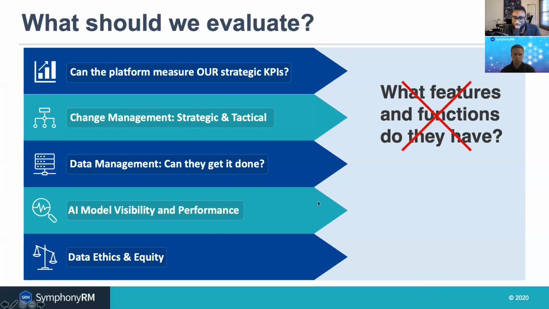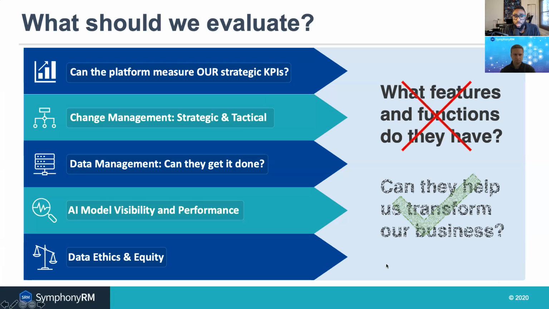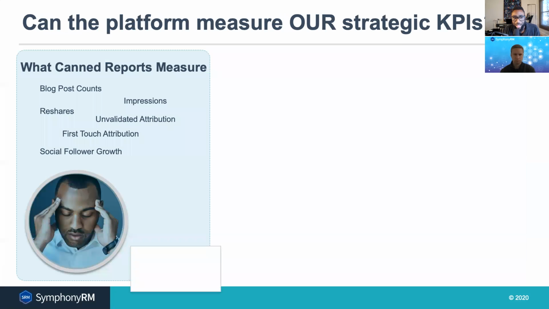Now, this is a lot of stuff, right? I have 14 minutes left. So to help you actually be able to put this stuff in action, I'm going to also talk about a toolkit that we'll be coming out with pretty soon that's going to have the thinking that we're going to go over built in for your own evaluations. So the question: what features and functionality do vendors have versus what can this team do to help us transform our business? We're going to start with those strategic KPIs.